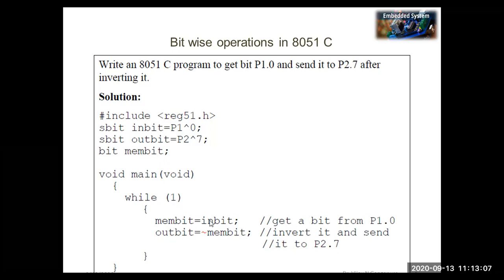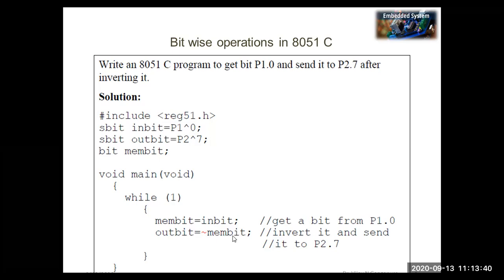So mem_bit is equal to in_bit means what? in_bit means port 1 pin number 0. So what I am doing here is getting the data on pin number 0 of port 1, meaning I am reading data on pin number 0 of port 1, and I am storing that data in mem_bit. Okay, then out_bit is equal to, this is the bitwise inversion or NOT operation, that is the tilde. So out_bit is equal to tilde mem_bit.